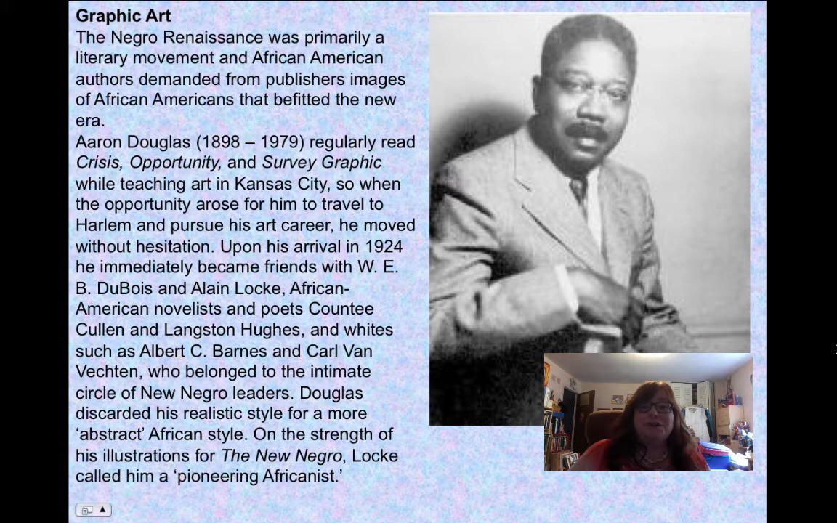Aaron Douglas came to New York in 1924, where he became friends with a lot of the big names in the New Negro movement, like W.E.B. Du Bois and Alain Locke, and also the writers, so Countee Cullen, Langston Hughes, and then there were also white supporters of African American art at this time. Albert C. Barnes, the Barnes Museum in Philadelphia was named for him, and that is his collection. He was very supportive of African American painters. We'll talk more about him, and also Carl Van Vechten.